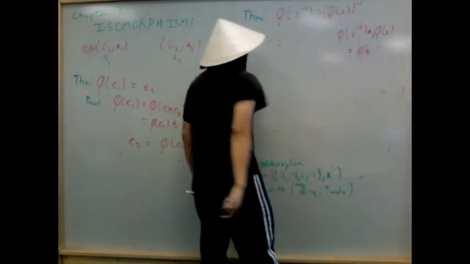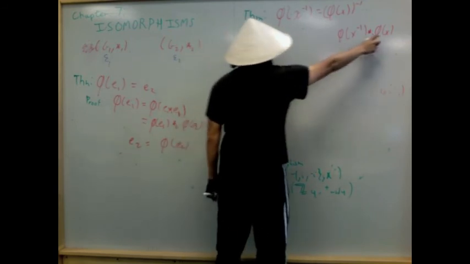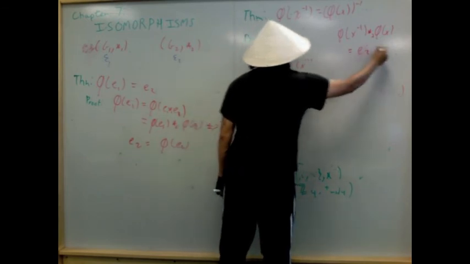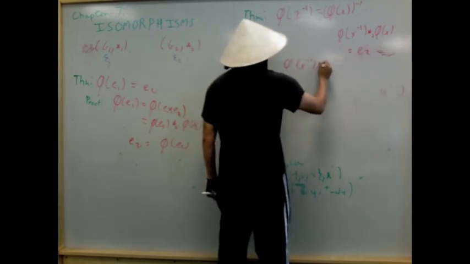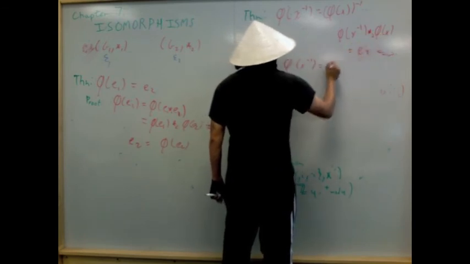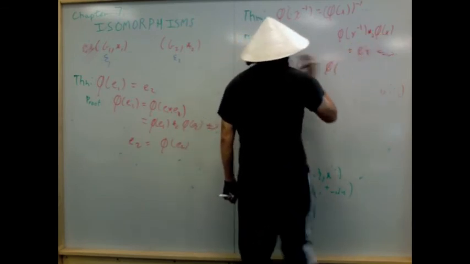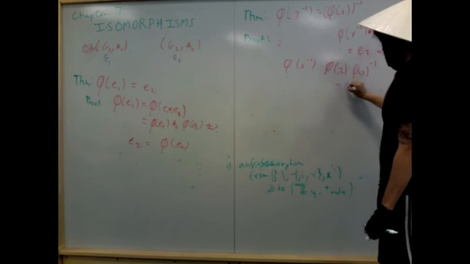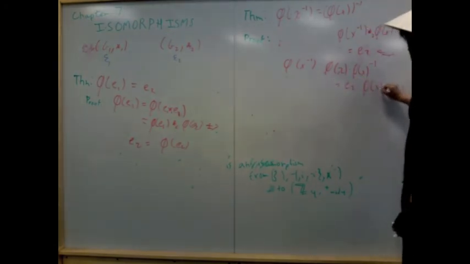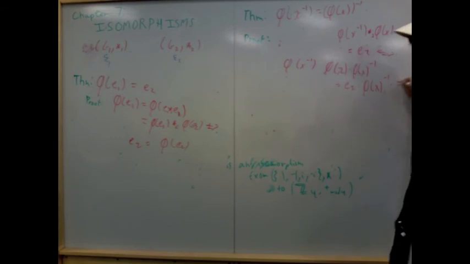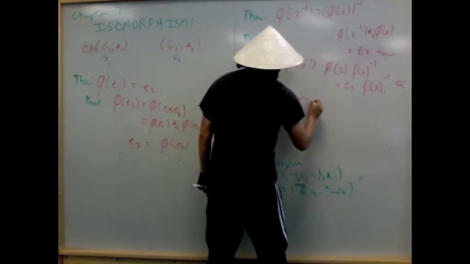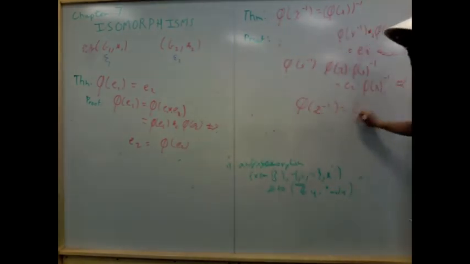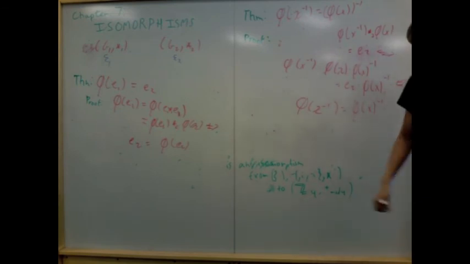So we should really take the inverse of both sides of phi x on the right. I'll just write it out. Phi x inverse times phi x times phi x inverse equals e2 times phi x inverse. This is equivalent to phi x inverse equals phi of x inverse. So we're done.